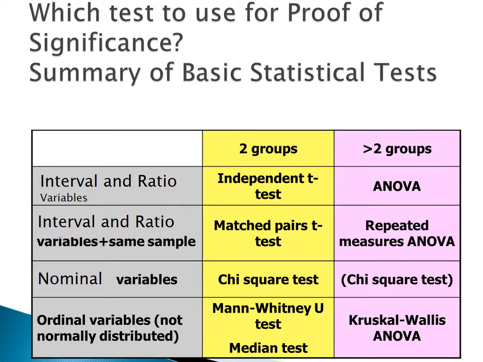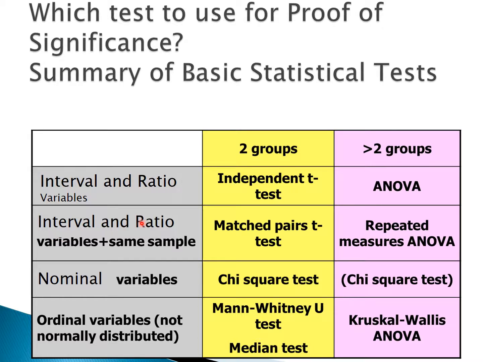So here is a list of the most commonly used tests to test for significance. Up here you can see this is for 2 groups and this is for more than 2 groups. So how many groups do you have? And here are your variables and the types of variables you have. Okay, so interval and ratio variables: there you tend to use the independent t-test if you've got 2 groups, and if you've more than 2 groups you use the ANOVA test.